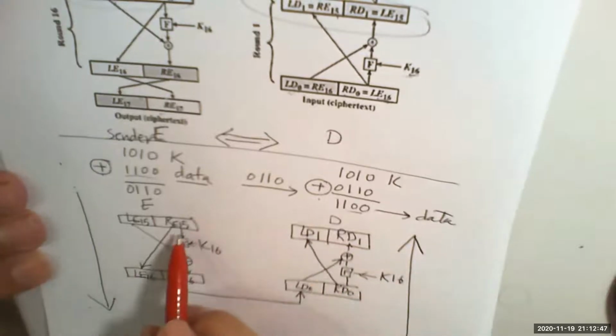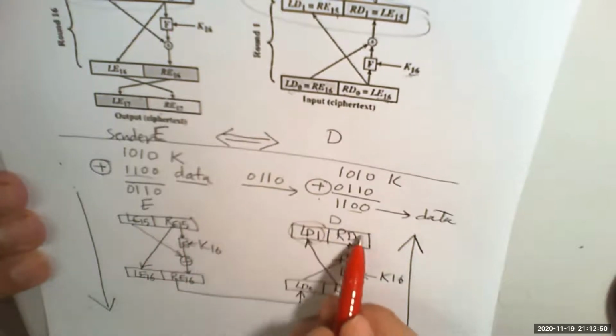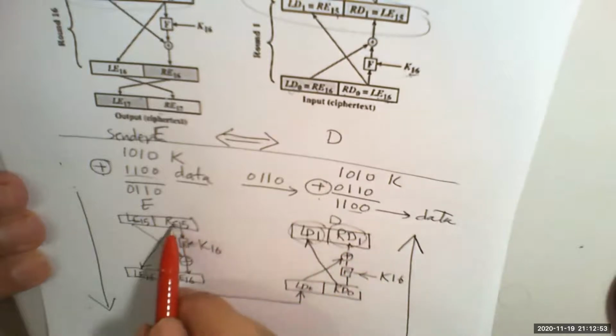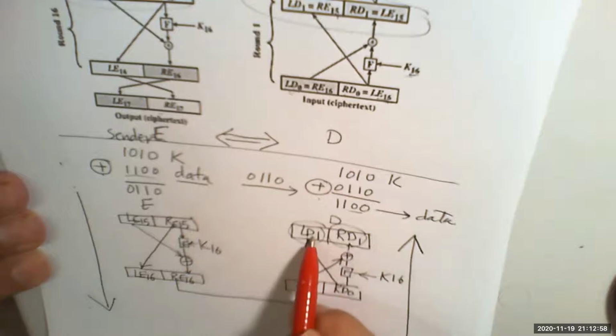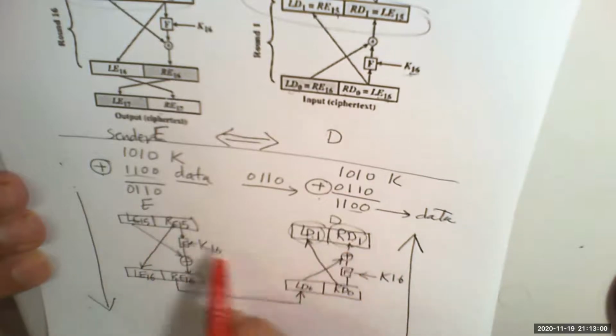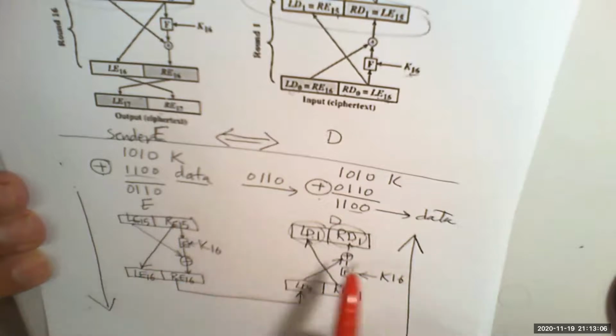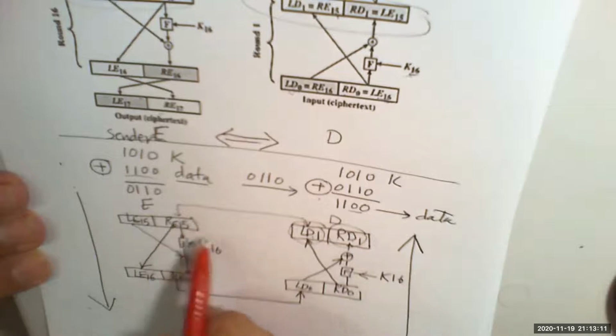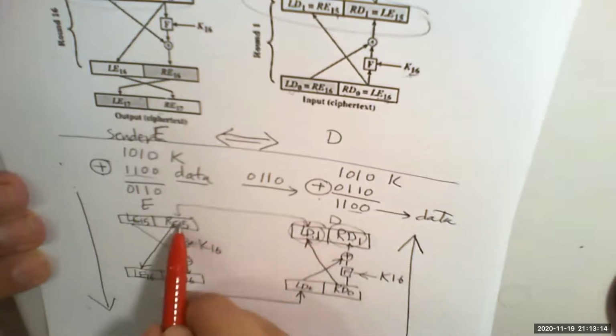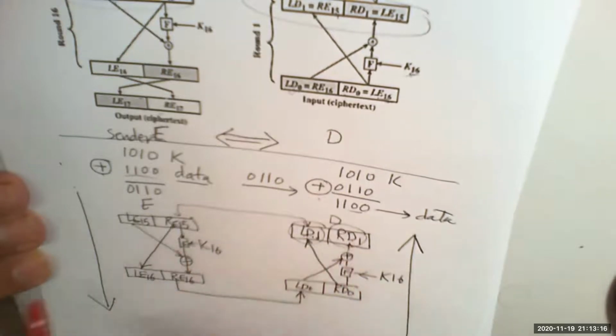Now I want to prove here LD1 and RD1 are exactly RE15 and LE15. I want to prove that LD1 is LE15 and RD1 is RE15. Or sorry, the opposite here. So I want to prove that LD1 is RE15, and RD1 is LE15. I want to prove they are the same. If I prove they are the same, this means they have the same value.